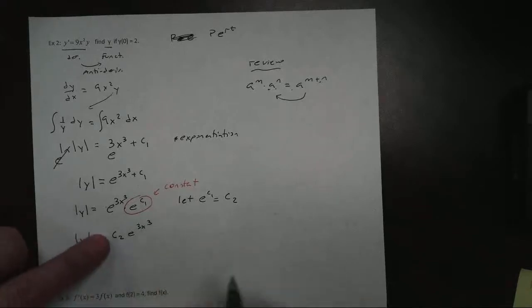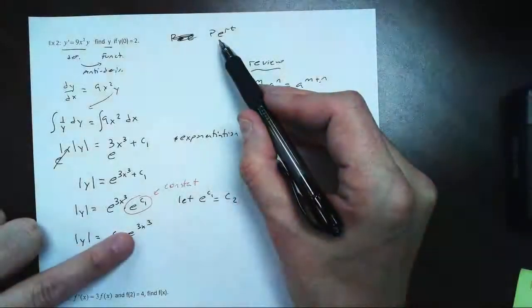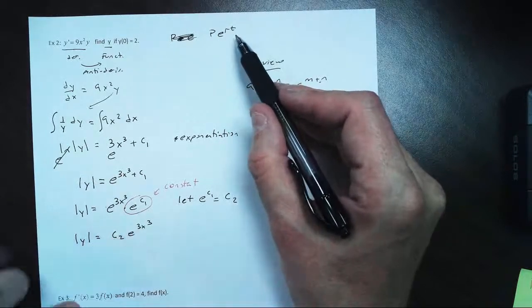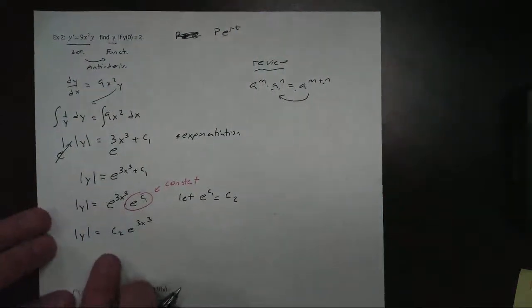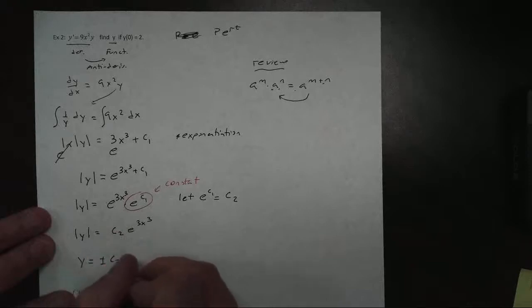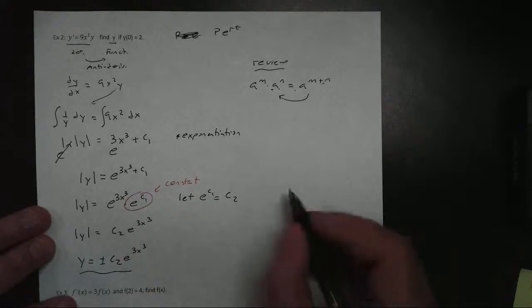And now we can see Purdy. P e to the RT. Purdy. It's pretty ugly to get Purdy. Okay, moving on. Now, solving this to get the general solution, solve for y, we get plus or minus c2 e to the 3x cubed. There's our general solution.